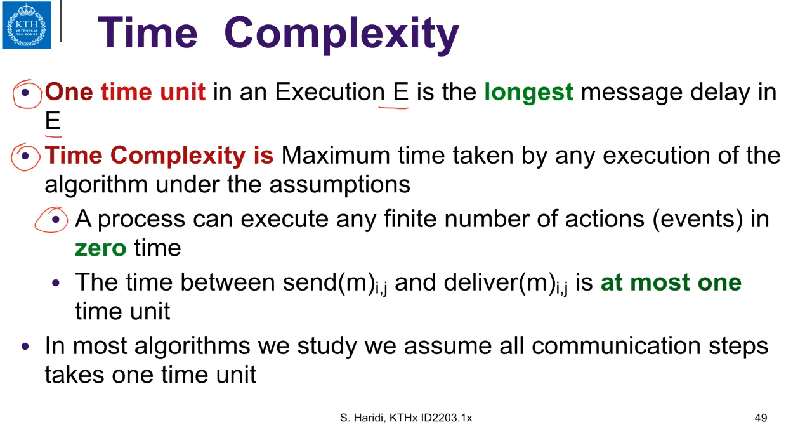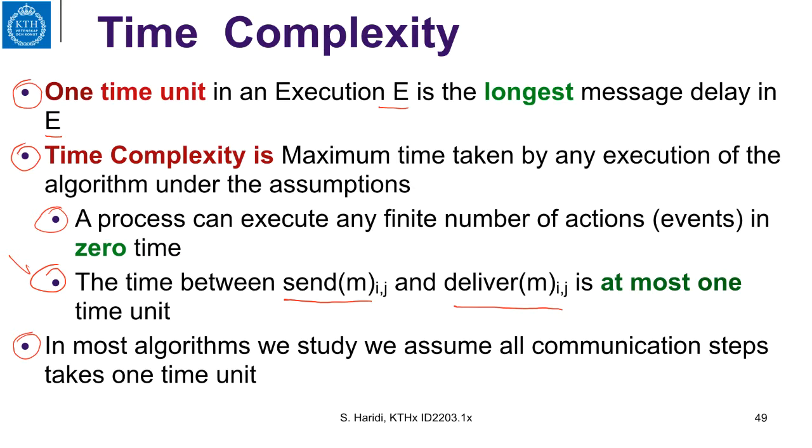A process can execute any finite number of actions or events in 0 time. So it is actually executing in some negligible time. That's why we approximate it to 0 time. And the time between a process doing a send on a channel and the delivery of that message is at most 1 time unit. So in most algorithms that we study, all communication steps, as we just mentioned, will take 1 time unit.